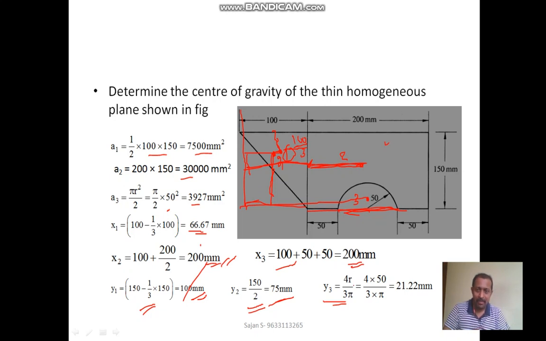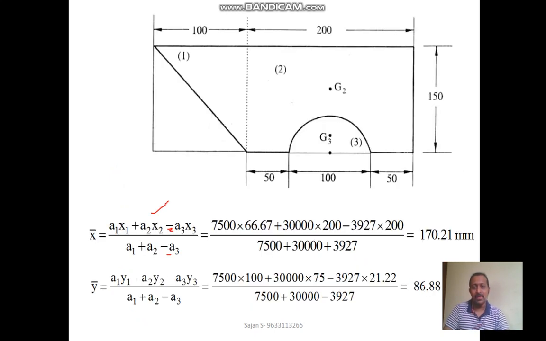So we have a1, a2, a3, x1, x2, x3, y1, y2 and y3. Y3 we got as 21.22. Substitute these values in our equation: a1x1 plus a2x2 minus a3x3 by a1 plus a2 minus a3 for x bar, and we got 170.21. Substitute the y values in y bar, so that we will get 86.88 as y bar.